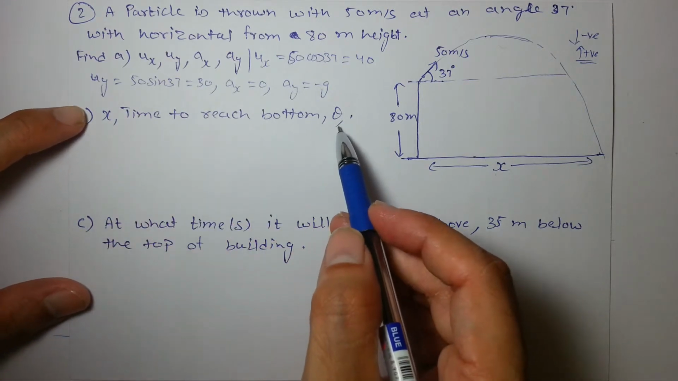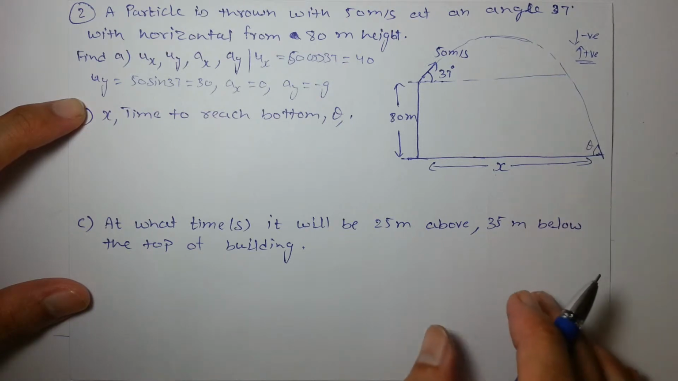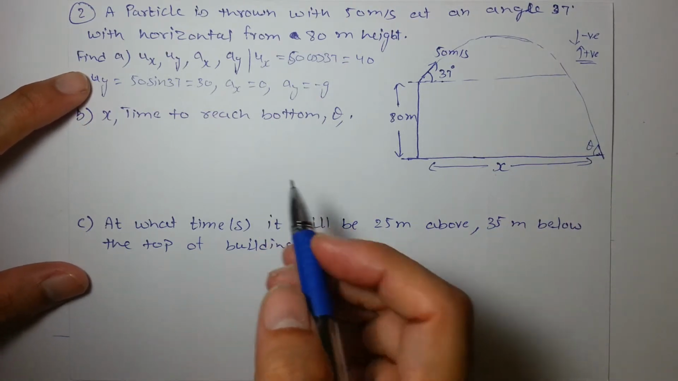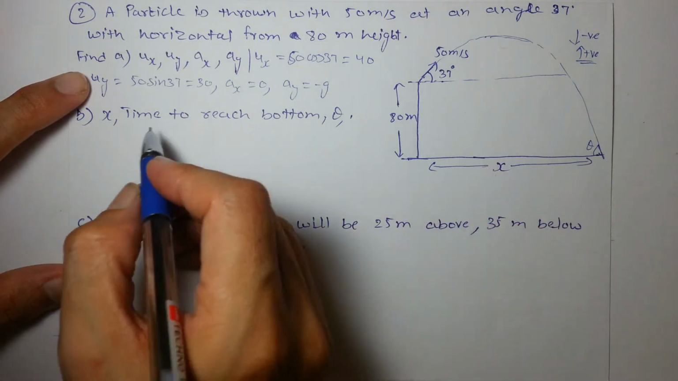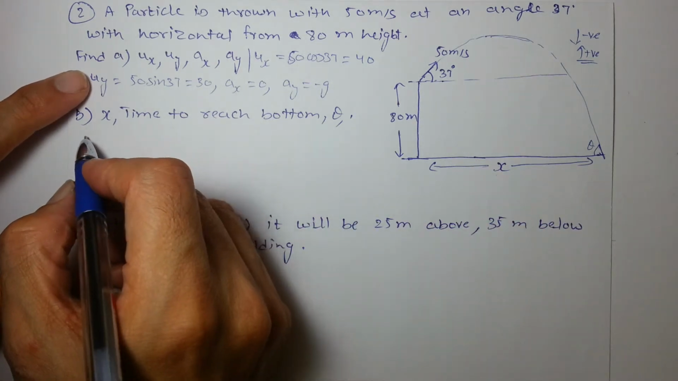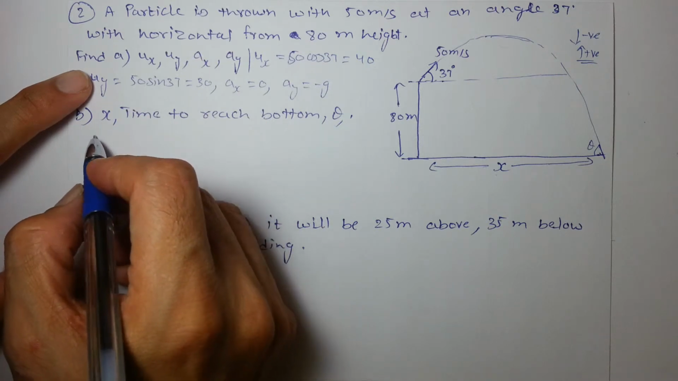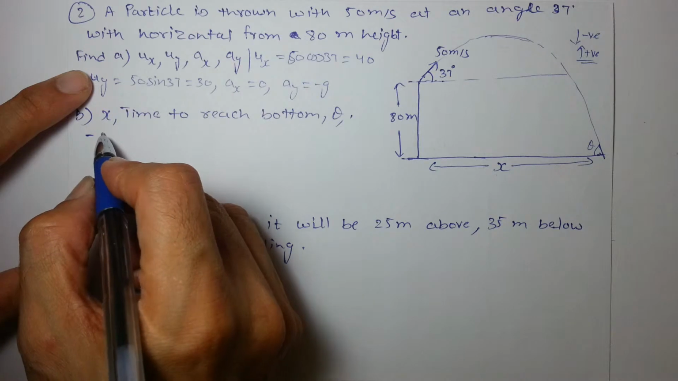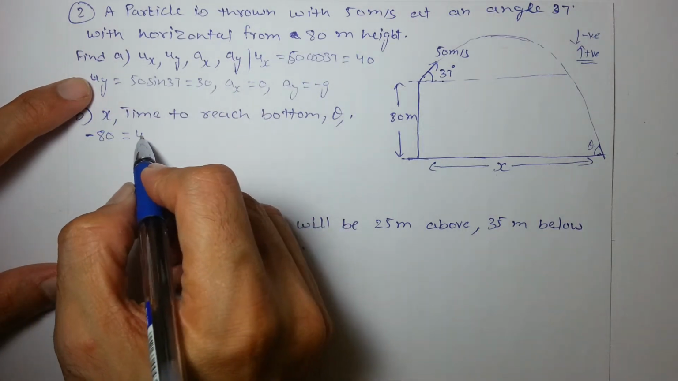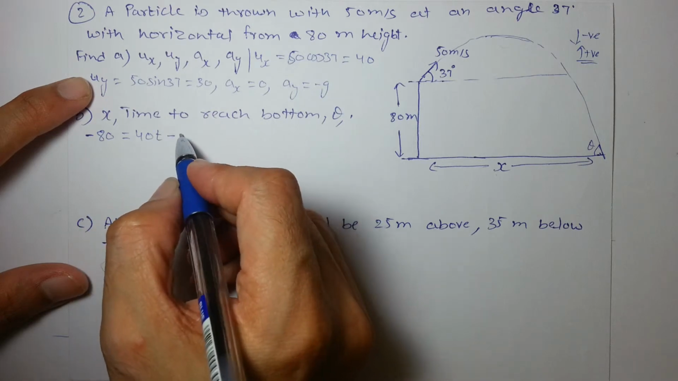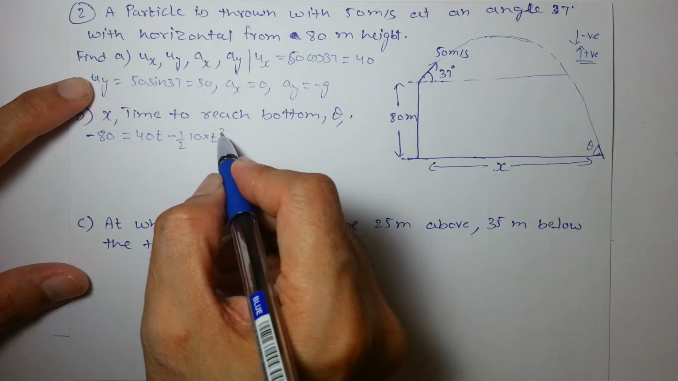Find x, the time to reach the bottom, and theta at which it strikes the ground. Again, similar parameters we have to find. To find x, first of all time is required. For time I will use the equation sy equal to uy t minus half g t square. Sy is minus 80, uy is 40t, minus half g, which is 10, into t square.